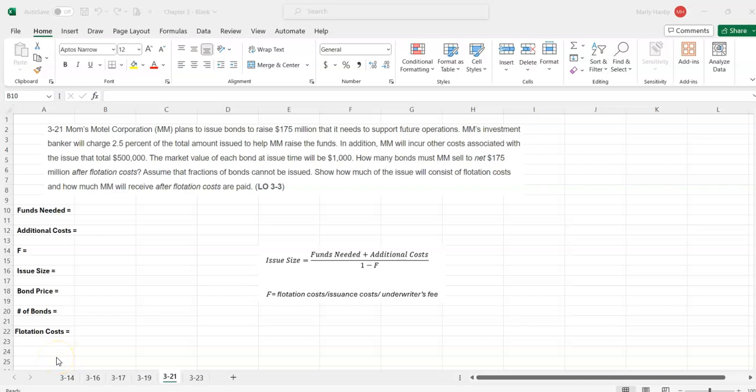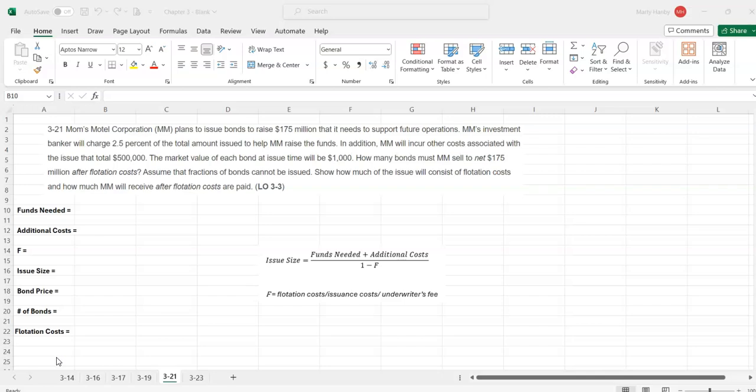Okay, this is a bond issuance problem. It's problem 21 from Chapter 3 of CFIN7. Mom's Motel Corporation NM plans to issue bonds to raise $175 million that it needs to support future operations.